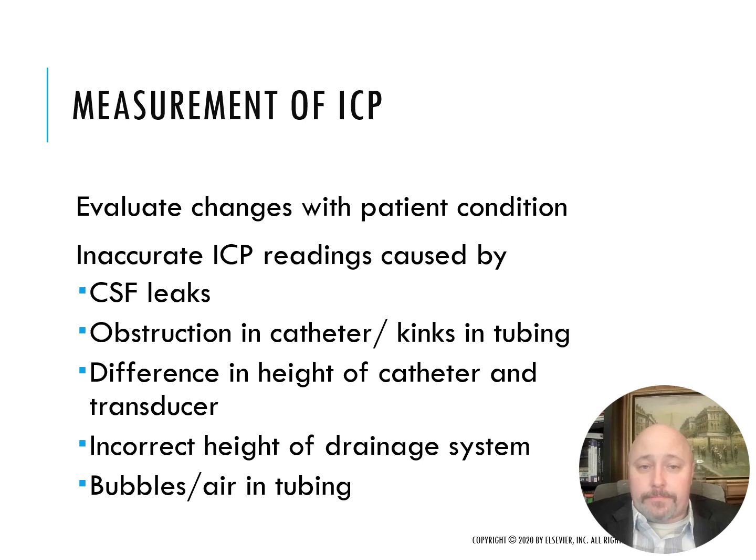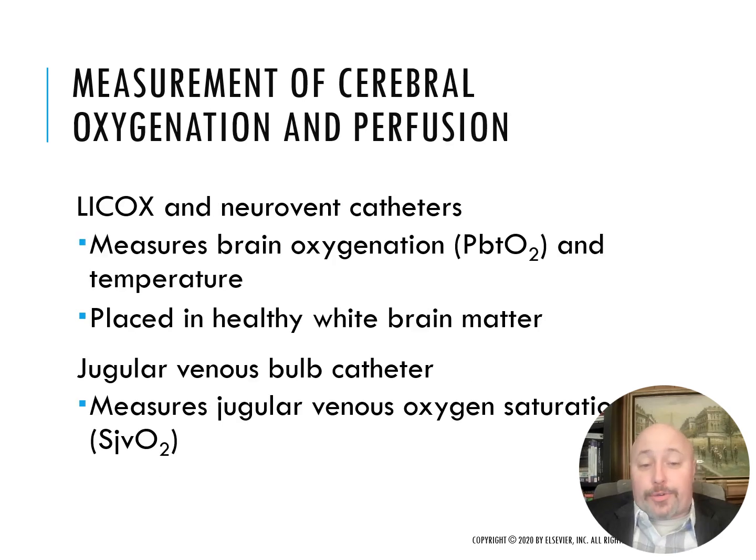When measuring cerebral oxygenation and perfusion, Licox and Neurovent catheters can be used to measure brain oxygenation and temperature, and are placed in healthy white brain matter. On the other hand, a jugular venous bulb catheter measures the jugular venous oxygen saturation.